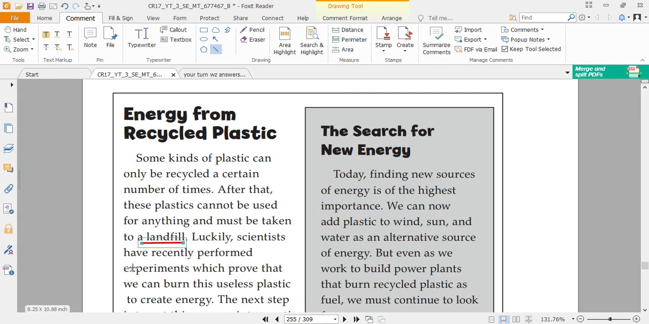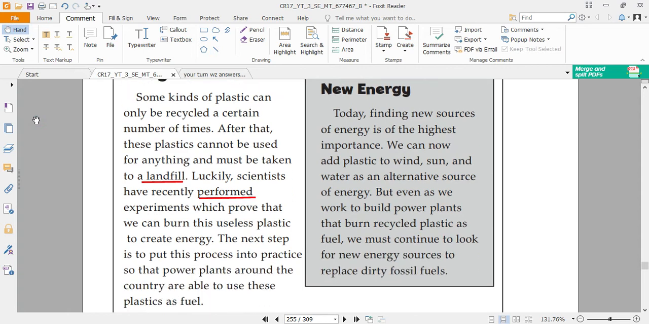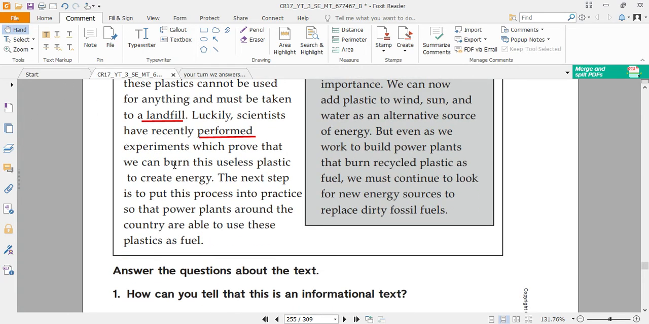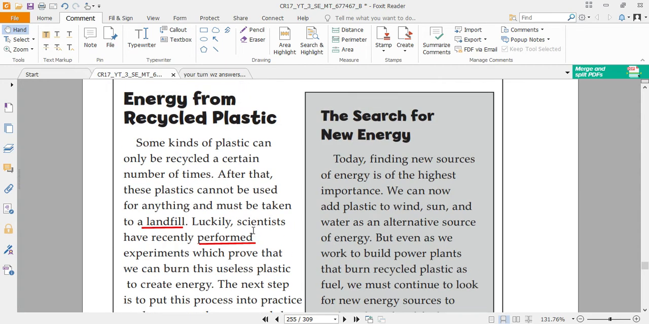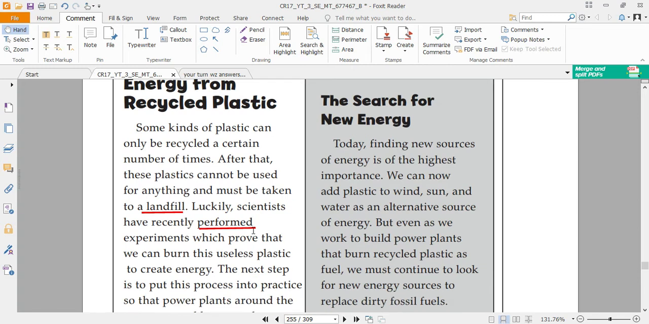Luckily, scientists have recently performed experiments. Perform, this means they did. Experiments which prove that we can burn these useless plastics to make energy. The next step is to put this process into practice so that power plants around the country are able to use these plastics as fuel. Look at the sidebar to read what our information is here.